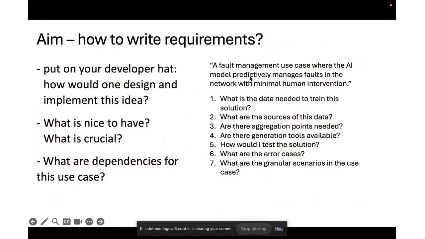Let us take a very specific example, a fault management use case where an AI model predictively manages faults in the network with minimal human intervention. This is a very typical use case, right? You must have seen this previously. This is a very typical autonomous network use case. Some people call it zero touch, whatever you call it.